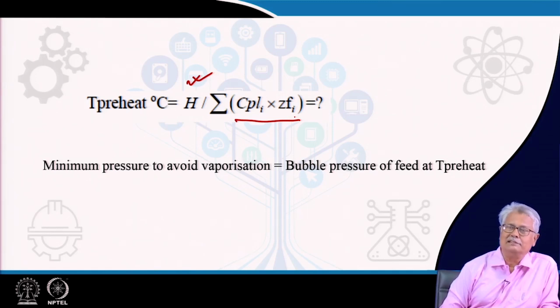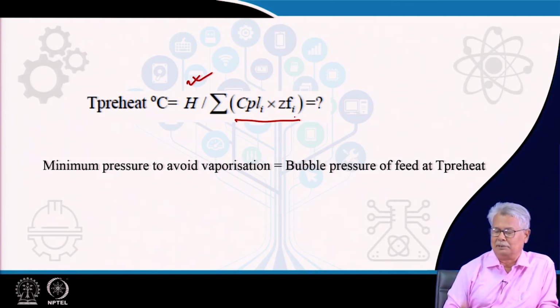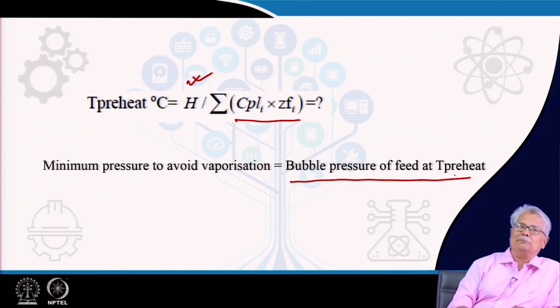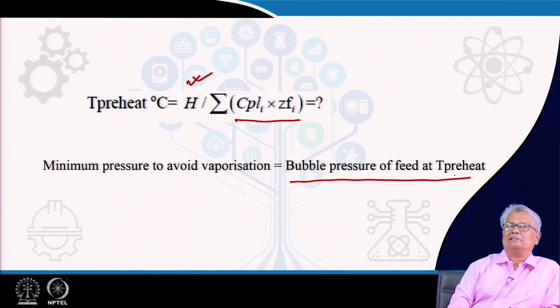Now, it is also essential that it should not vaporize at this particular location. So, the pressure here has to be above the bubble pressure of the feed at this preheat temperature. So, naturally the next thing is basically the minimum pressure to avoid vaporization is estimated as the bubble pressure of the feed at T preheat.